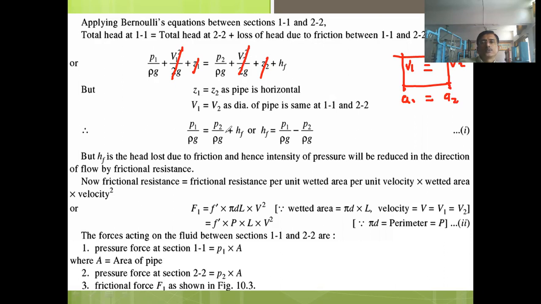Right? This velocity will also get cancelled, and we will get the equation as this P1 upon rho g will come here, this P2 upon rho g will come here, and this HF will come here, and we will get this equation as P1 upon rho g is equal to P2 upon rho g plus HF.